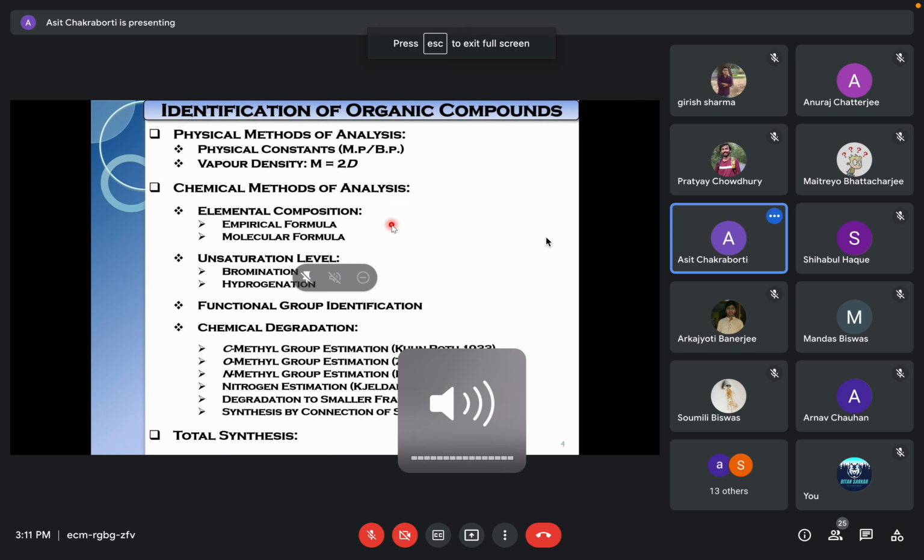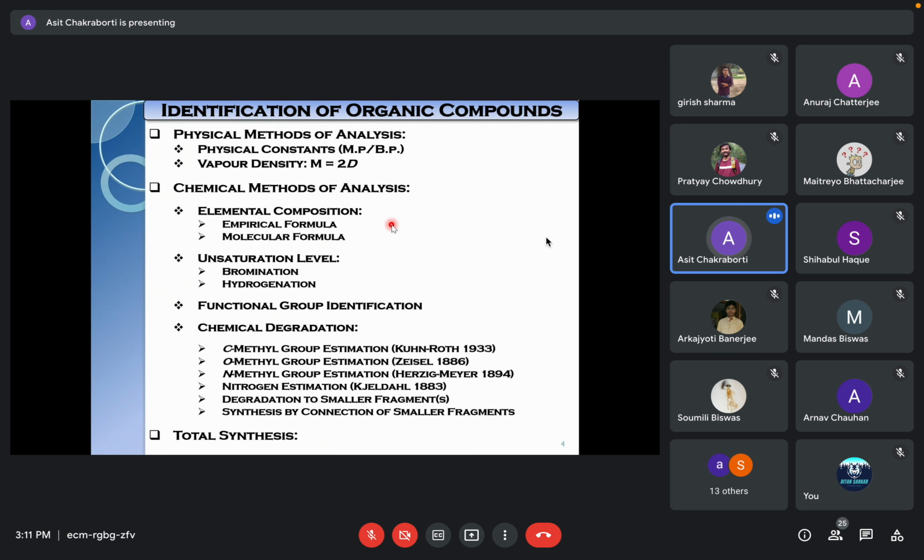Combustion analysis: you subject this thing to combustion. So all the carbons are going to be carbon dioxide, hydrogen is going to be converted to water. Then the halogens, normally they are converted to the corresponding silver halide, sulfur to sulfur dioxide. There are different techniques to determine this.